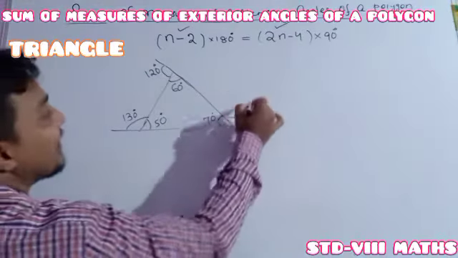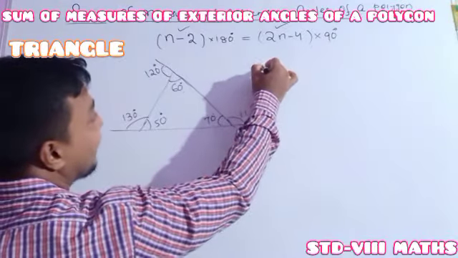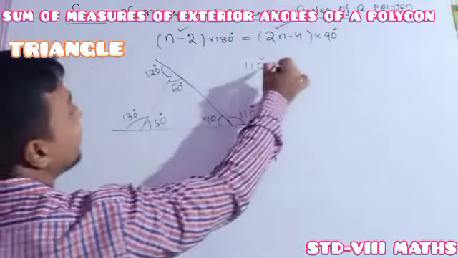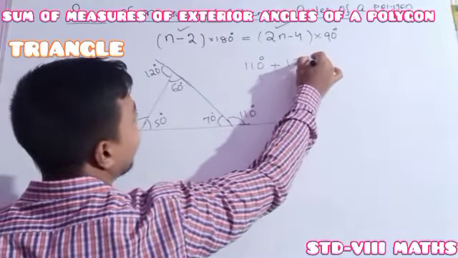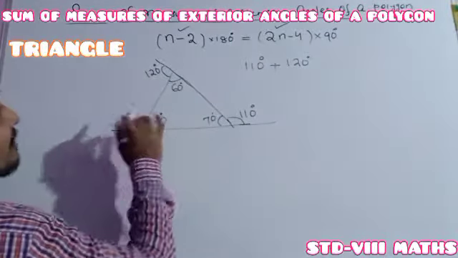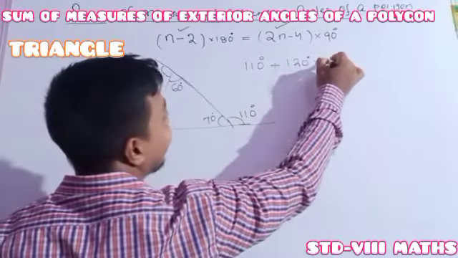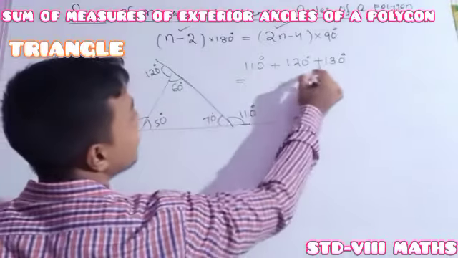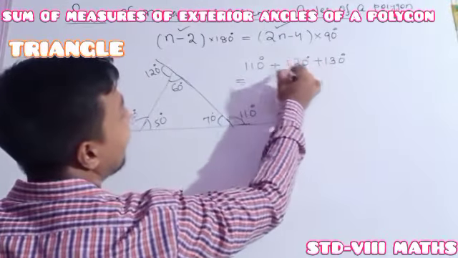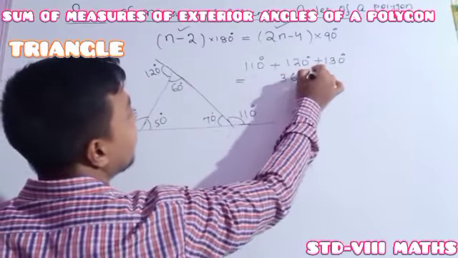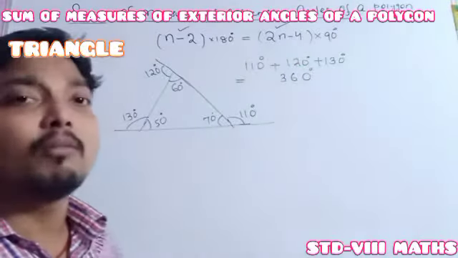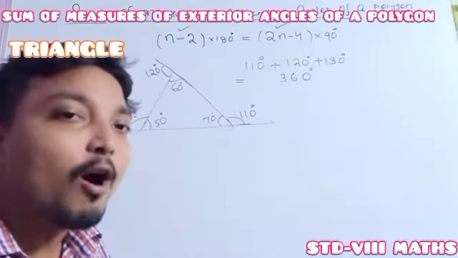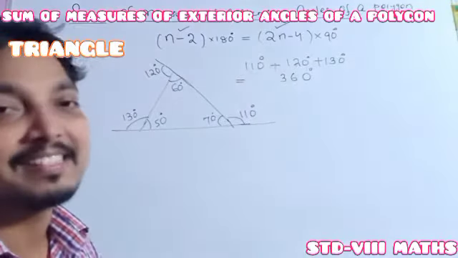Here one exterior angle is 110 degrees, another is 120 degrees, and another is 130 degrees. Together their sum is 360. So with this particular example we got the sum of the exterior angles of this triangle as 360 degrees.